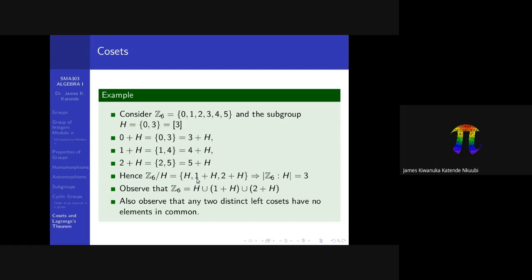So now that we have found three distinct left cosets of H in Z6, that means the index of H in Z6 is 3. And here observe that Z6 is a union of these three left cosets, H, 1 plus H, and 2 plus H. Also, as we mentioned earlier, and I am repeating here, observe again that the left cosets never have any elements in common. The other thing to observe is that the subgroup H has 2 elements, and each left coset has exactly 2 elements. Any questions?